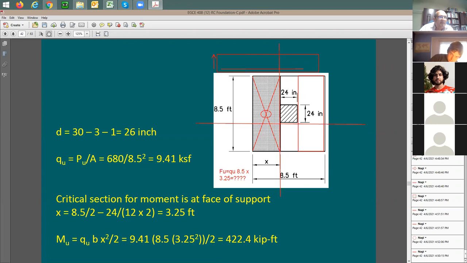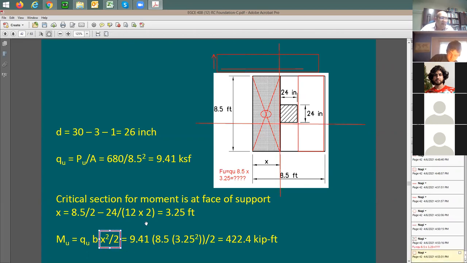Now this explains why I have here X squared over 2. It's gonna be the moment. 941, ultimate stress, 8.5, this width, times X, 3.25 squared, divided by 2. Here is the moment at the face of the column, 422.4 kip-foot along the entire width of 8.5 feet, which means whatever reinforcing and the width resisting this moment is going to be equal to 8.5 feet. Does it make sense?